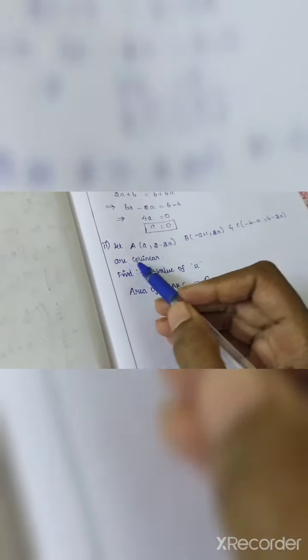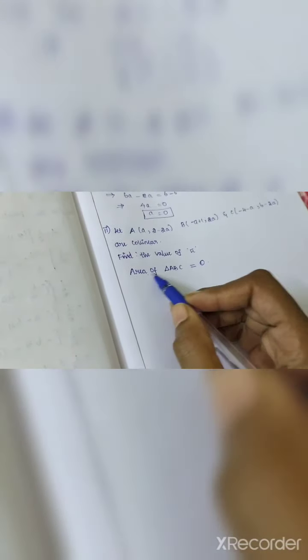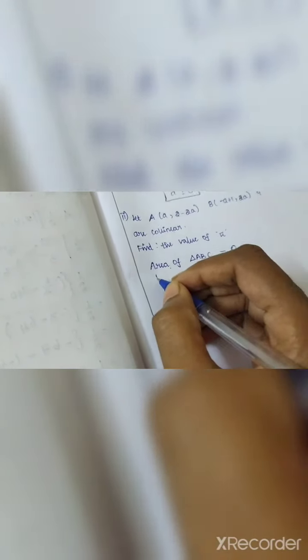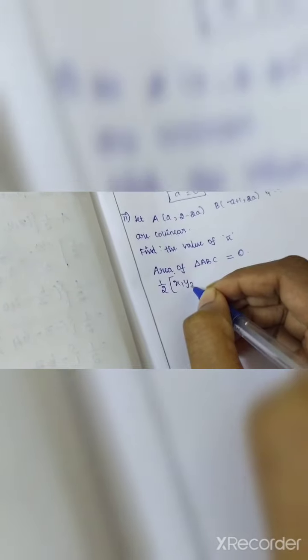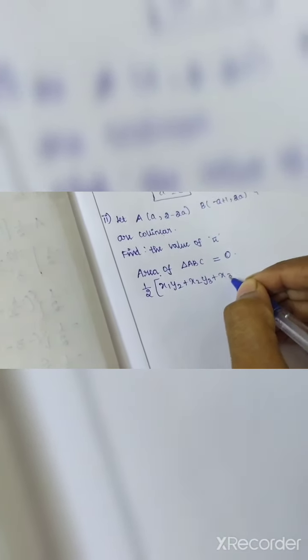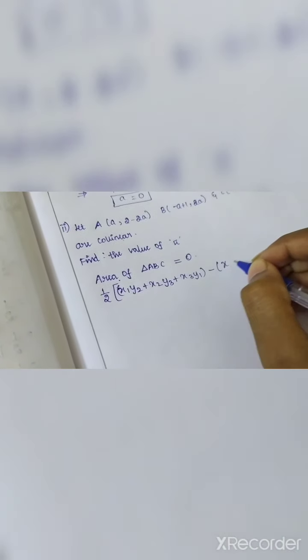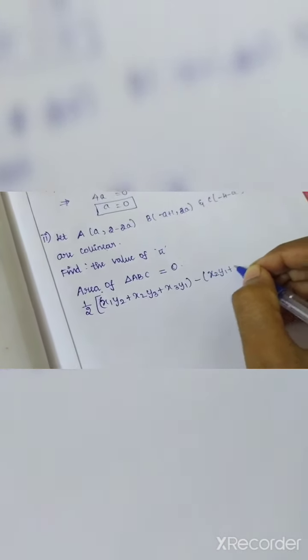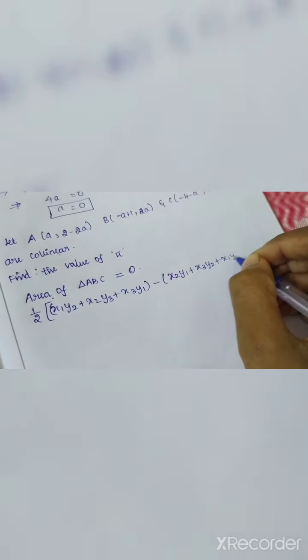A, B, C are collinear points. So we are going to find the a value. So my triangle formula. You should write the triangle formula. What's the area of the triangle formula? x1, y2, x2, y3, x3, y1. If you try this, it's easy to memorize. Okay, x2, y1 plus x3, y2 plus x1, y3.